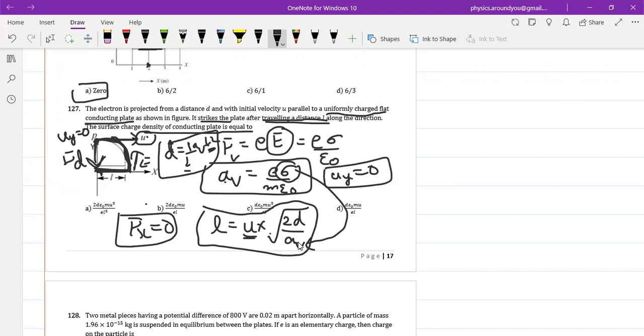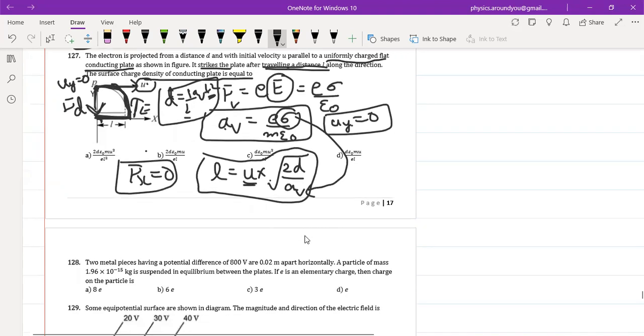So that is the solution for 127. It is just like projectile motion. The horizontal component of velocity is not going to change. The initial vertical component is zero. So instead of acceleration due to gravity, you have acceleration due to the electric field. We ignore gravity over here. So that was question number 127. Why can I use d equals half a_v t squared?